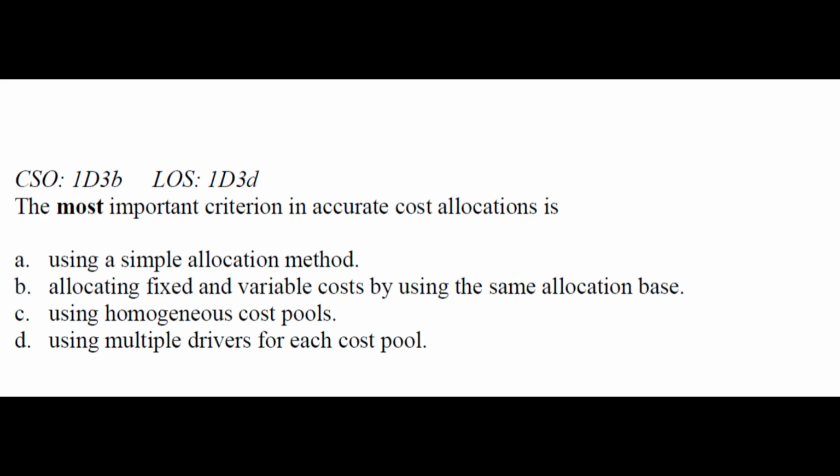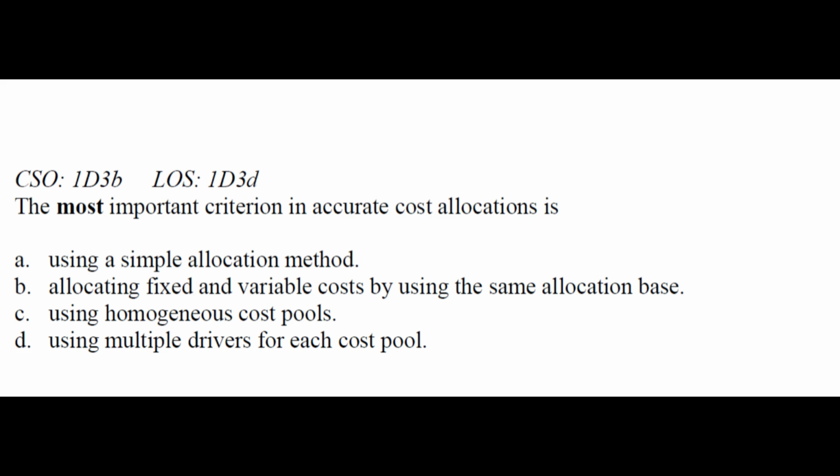B. Allocating fixed and variable costs by using the same allocation base. Incorrect. Fixed and variable costs often have different cost behaviors, so using the same base reduces accuracy. C. Using homogeneous cost pools. Correct. The most important requirement for accurate allocation is grouping costs into homogeneous cost pools, meaning costs within a pool have similar behavior, they respond to the same cost driver. This ensures more precise and meaningful allocation.